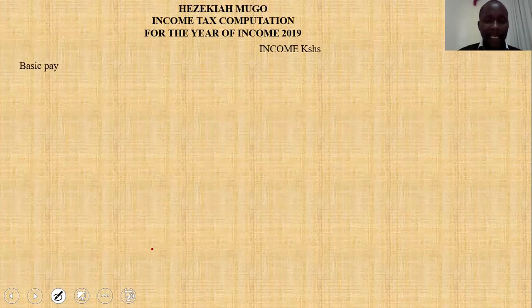Basic salary, it was 150 per month. We multiply 150 times 12, which would give us 1.8 million shillings. 1.8 million shillings.